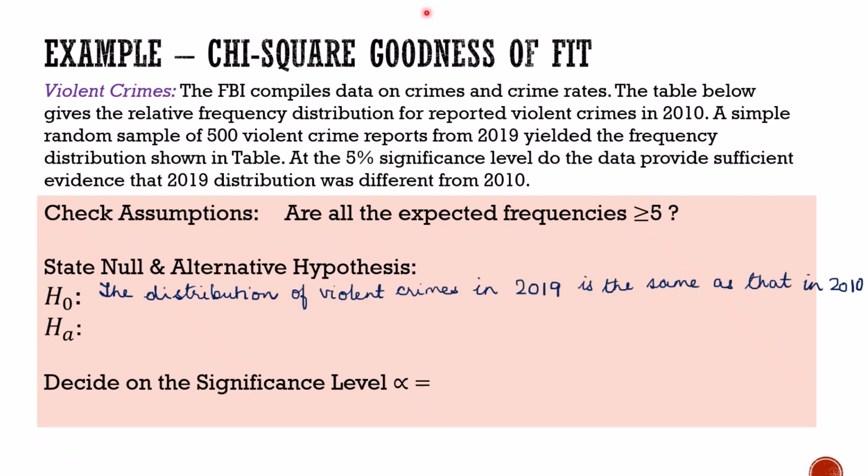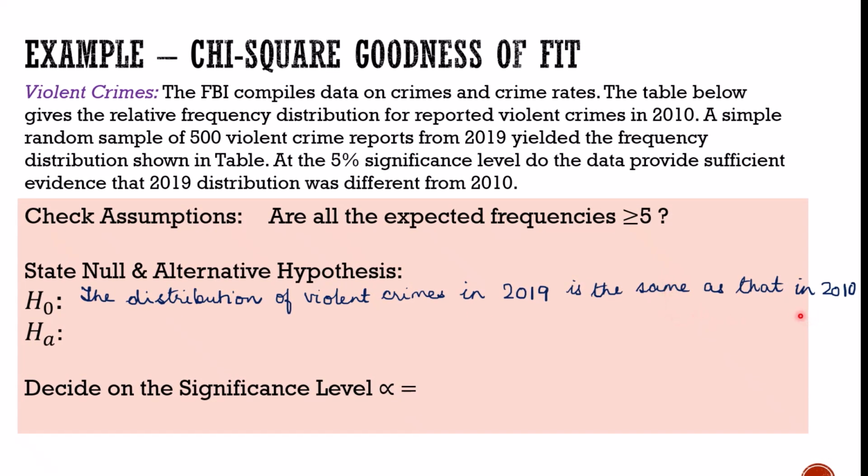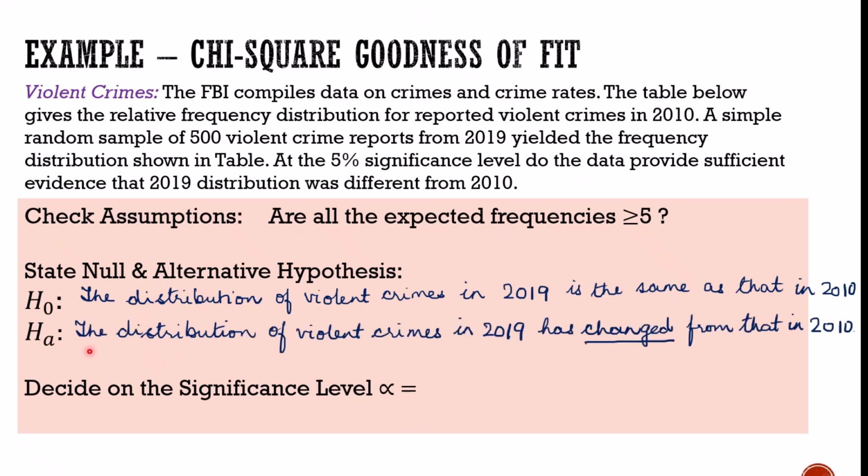So I've written here, for the null hypothesis, the distribution of violent crimes in 2019 is the same as that in 2010. As far as the alternative hypothesis is concerned, it's going to say that the distribution of violent crimes in 2019 has changed from that in 2010, or is not the same as that in 2010. So here we go for the alternative hypothesis. The statement is the distribution of violent crimes in 2019 has changed from that in 2010.